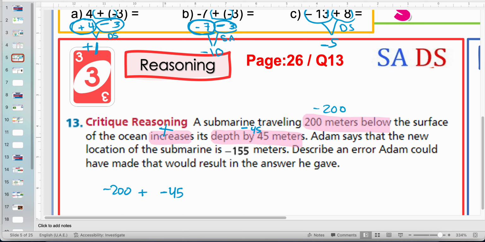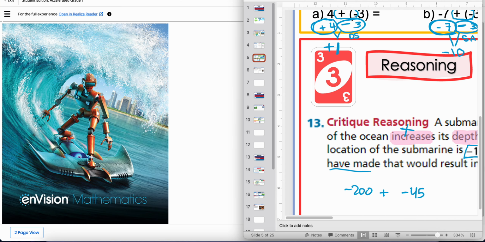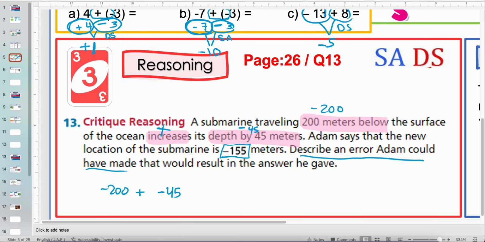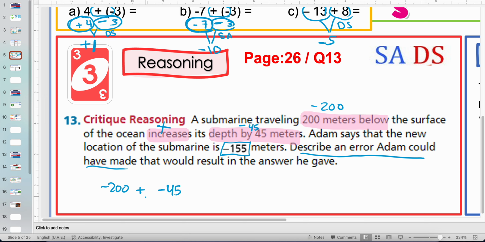Adam says that the new location of the submarine is negative 155 meters. Describe the error Adam could have made that would result in the answer he gave. So basically, I need to figure out what mistake he possibly made. Let's try to solve it our own way. So again, I have positive and negative. It's gonna be negative. And then circle out your numbers.